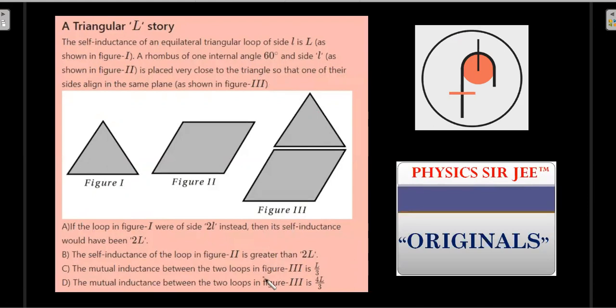Here are the 4 options that are given. So one or more than one might be correct. I'm going ahead with the formal reading. The self-inductance of an equilateral triangular loop of side L shown in figure 1 is capital L. A rhombus of one internal angle 60 degrees and side L, which is shown in figure 2, is placed very close to the triangle so that one of their sides align as in figure 3.